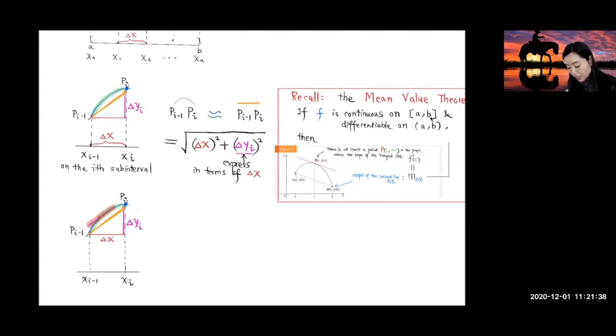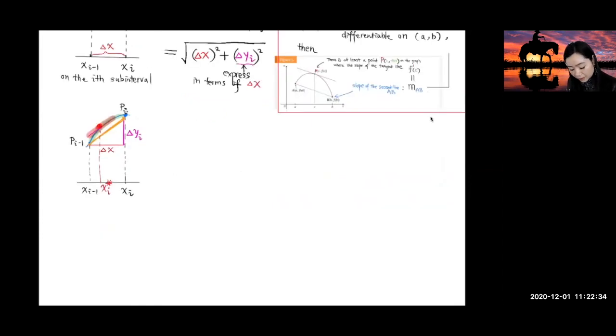So somewhere between the two ends, somewhere between x_{i-1} and x_i, there is a number. Because this is the ith subinterval, let's call that x_i star. Don't be intimidated by those symbols. This is on the ith subinterval, and x_i is this right endpoint here. So this point over here, I put x_i star. The star indicates this point is on this ith subinterval, to distinguish it from x_i.